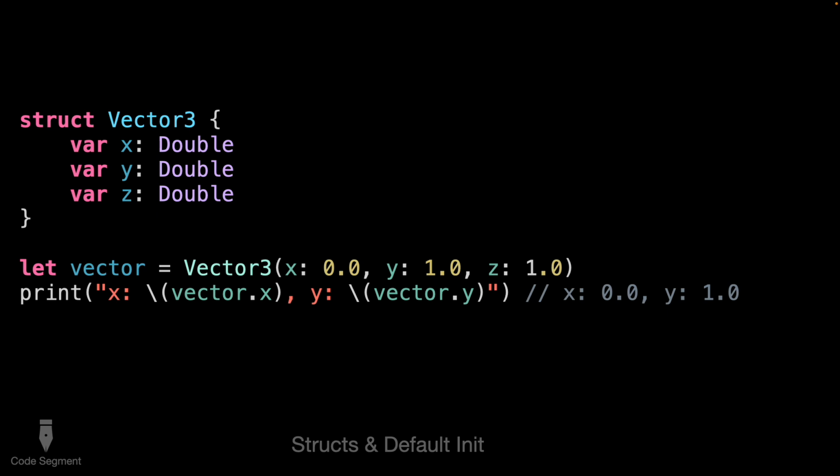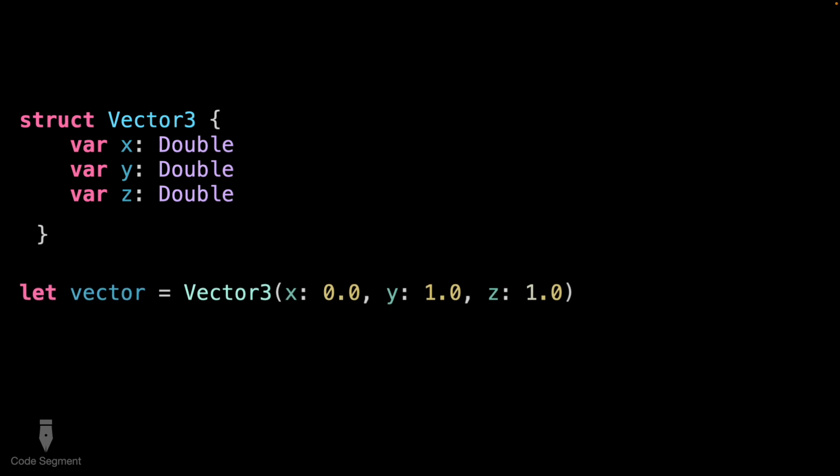So here we have our instance. We're creating it, vector3, with the initializer. We're passing it 0, 1, and 1. And then in the print statement, we're accessing the x and the y, which we have set, and those are 0 and 1. So this print statement prints x 0 and y 1. So it's a lame example of why instances and types are helpful, but we'll get to that.